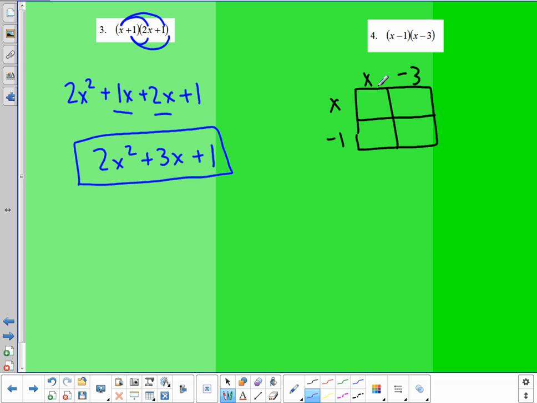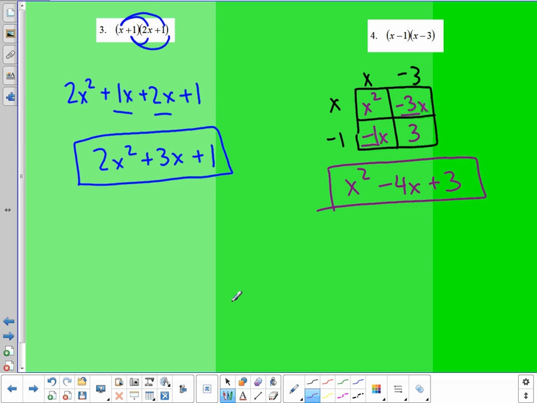Then multiply, x times x is x squared. X times negative 3 is negative 3x. X times negative 1, negative 1x. And negative 3 times negative 1 is positive 3. So I've got x squared minus 4x because of my negative 1 and negative 3, and plus 3 there. So that's my simplified answer.